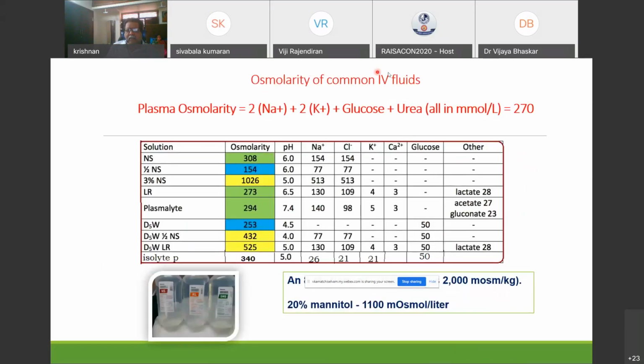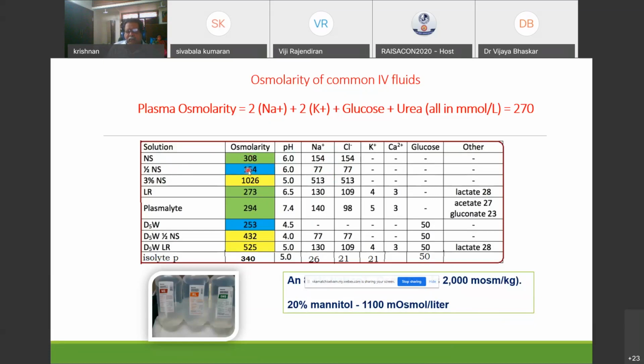So these are the osmolarities of common IV fluids. You see, this osmolarity is produced by sodium, glucose. So normal saline has a sodium of 154 and chloride of 154. You add this, you get an osmolarity of 308. We said normal osmolarity is roughly around 295. So normal saline is slightly hypertonic. It's only slightly hypertonic. If you take half normal saline, so 77 plus 77, you get 154. This is hypoosmolar or hypotonic.